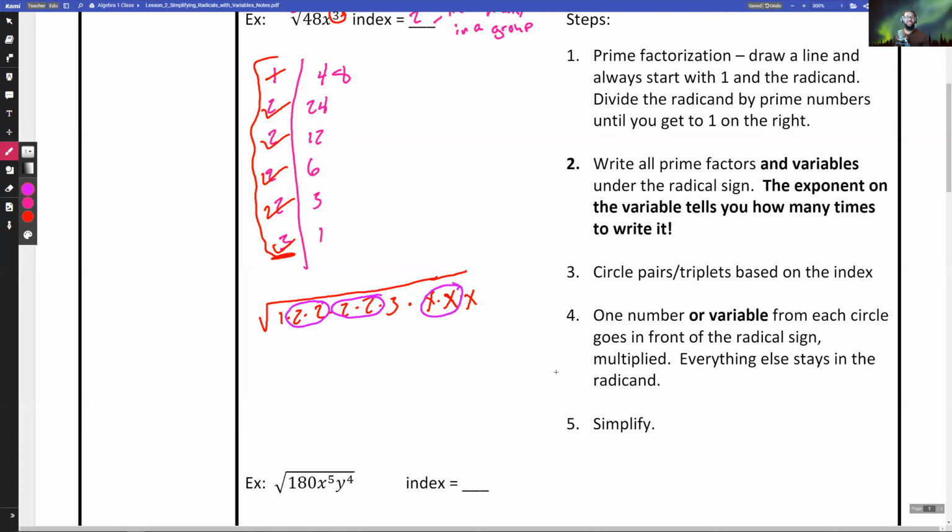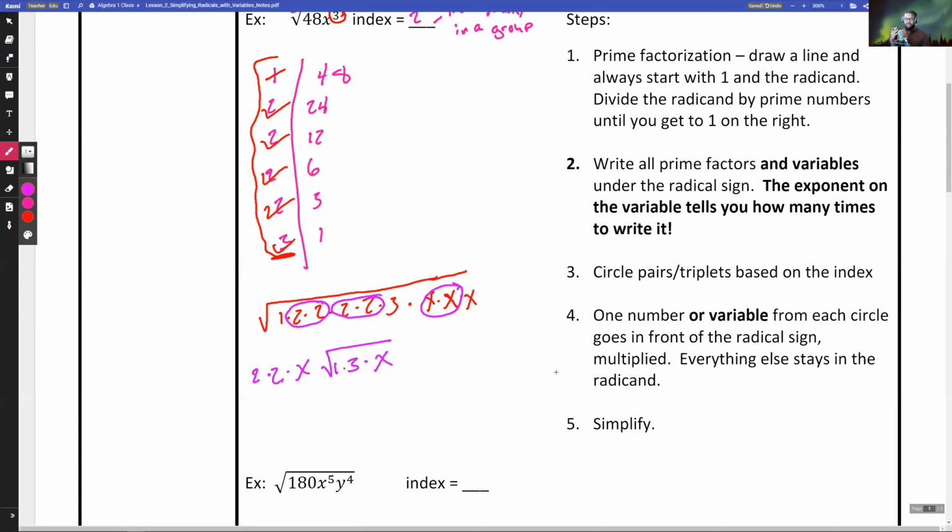So all these things will come out. And remember, we always have to multiply these things that come out, and then we also multiply whatever stays in as well. So these come out. We have a 2 as one pair times the 2 from this other pair times the x from the other pair. And then what we're left with in this radical as our radicand is going to be this 1 times this 3 times this x. Those things don't have pairs, so they stay inside. They don't go out at all.